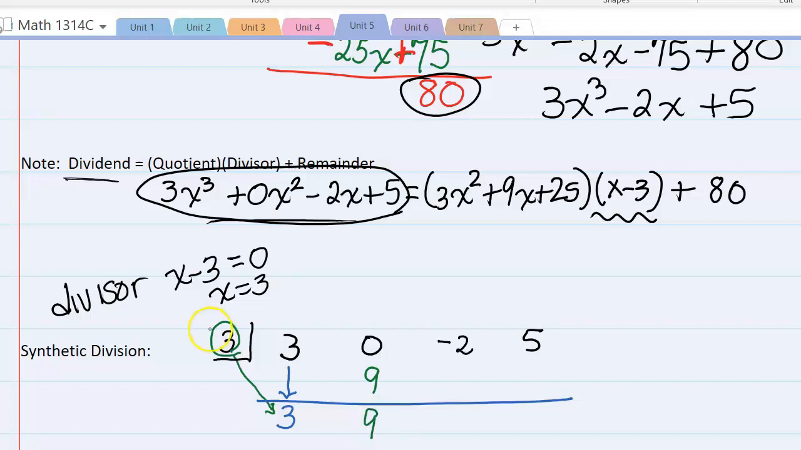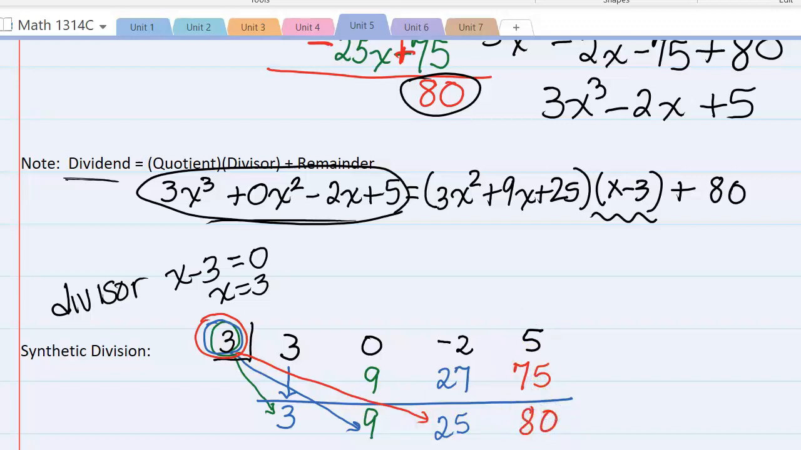Then I'm going to get my divisor. I'm going to multiply it times the next number that we brought down. 3 times 9 is 27. And then I'm going to add down, and I'm going to get positive 25. Then I'm going to multiply my divisor times that last number we brought down. So 3 times 25 is 75. And then I'm going to add down, and I'm going to get 80.